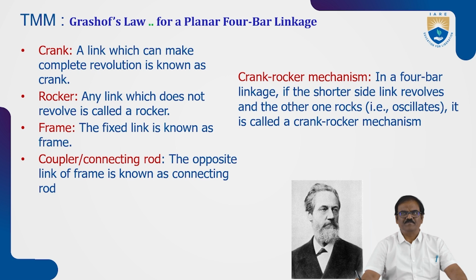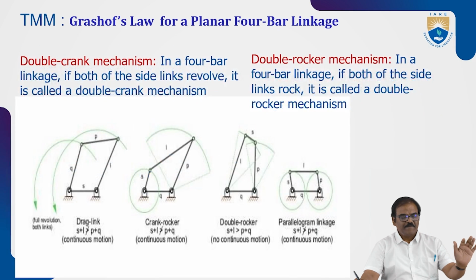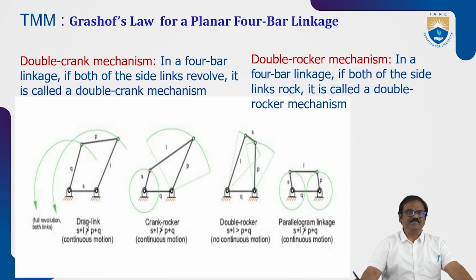Crank rocker mechanism. In a 4-bar linkage, if the shorter link revolves and the other one rocks, that is oscillates, it is called the crank rocker mechanism. Double crank mechanism. In a 4-bar linkage, if both the side links revolve, it is called a double crank mechanism. Then double rocker mechanism. In a 4-bar linkage, if both of the links rock, it is called a double rocker mechanism.